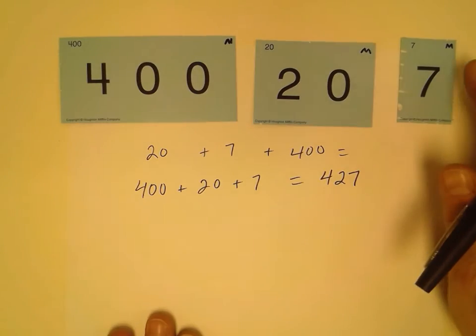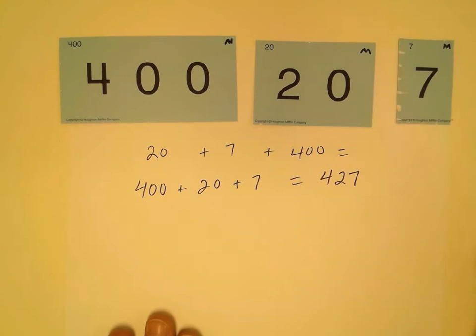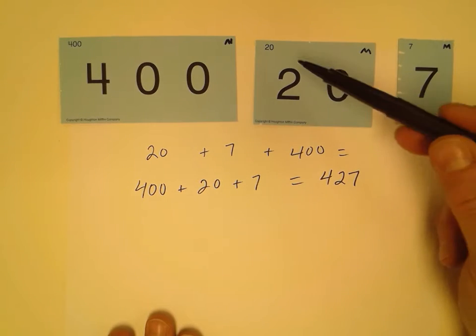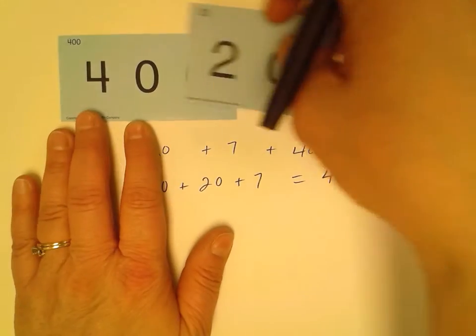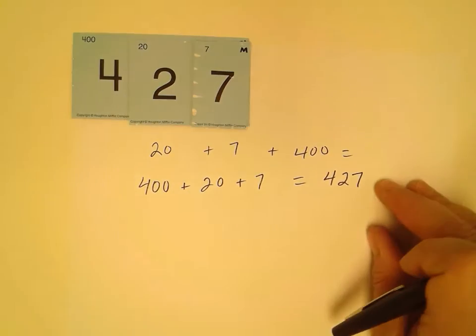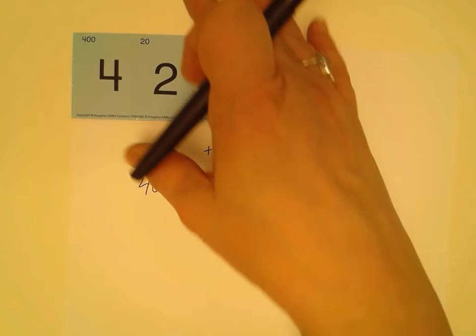So here's our expanded, here's our standard, where you keep going through that kind of idea. 7 standing for 7 ones, 2 standing for the 20, and 4 for the 400. When we put it on top of each other, we should have that same value that you see right here in the standard number, 427. So that's one example.